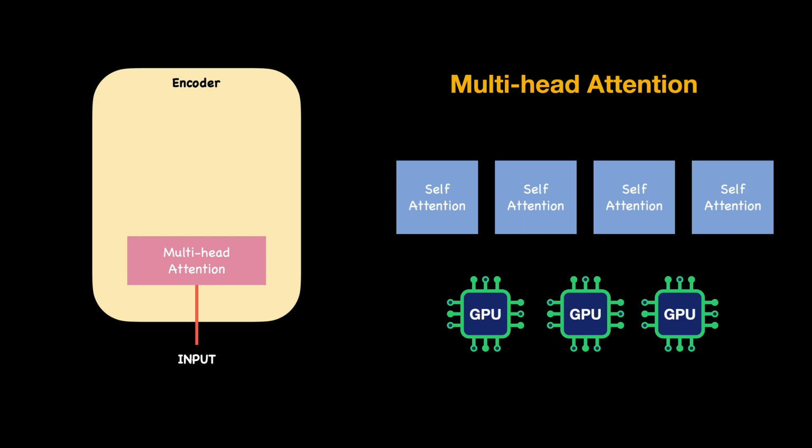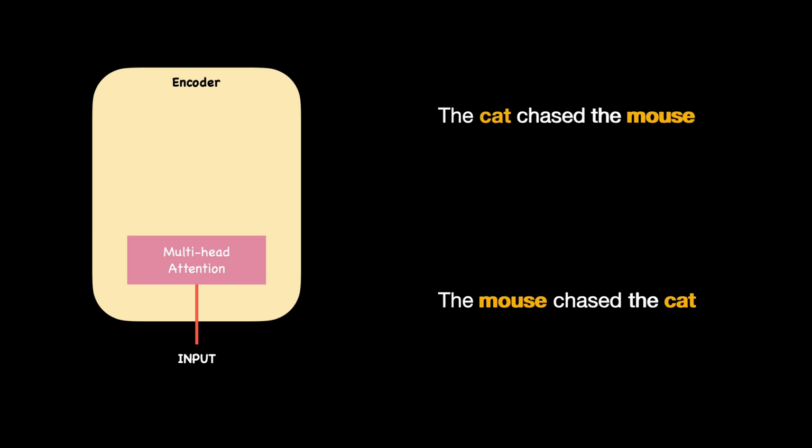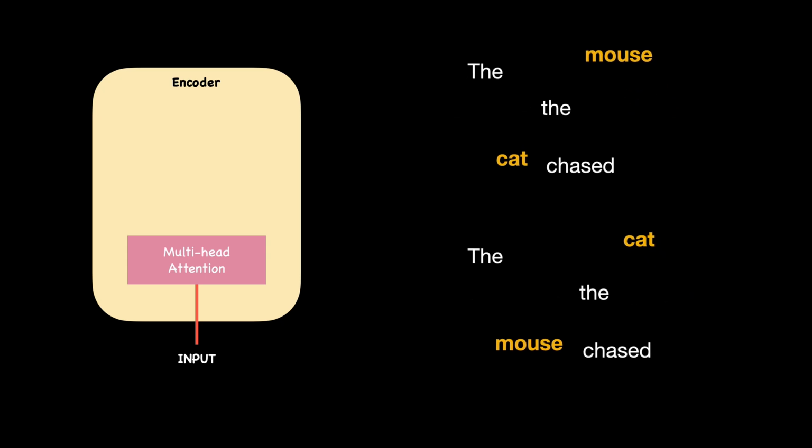But wait, if the words are processed parallelly, then doesn't it mean that it has no ordering between the words? And isn't the ordering important in NLP? I mean, take these two sentences, the cat chased the mouse and the mouse chased the cat. Both of these sentences have same words, but their meaning is completely different. Now if we don't take the ordering of the words into account and process them parallelly, then both of these will become equal and we will lose the true meaning of the sentence, right? And I would say yes, ordering is crucial in NLP. The model has to know the order of the words. So how do we solve this problem?